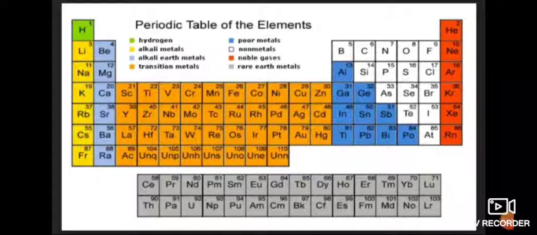7 valence electrons means 10 plus 7, the 17th group. 8 valence electrons means 10 plus 8, the 18th group, and they are noble gases. If you see this, the valence electrons keep on increasing from left to right. Correct? So you can observe how the trend goes.